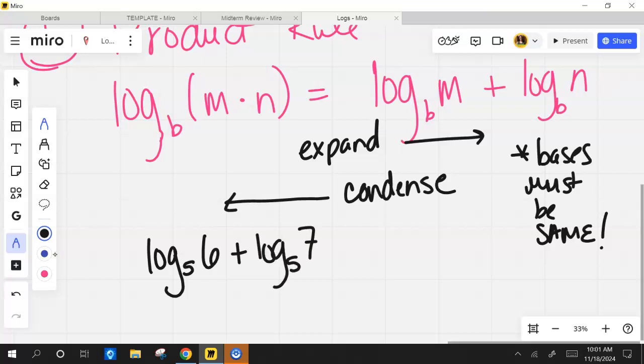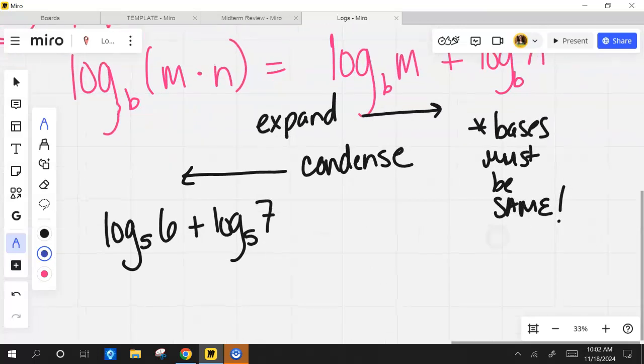Notice on this example that my bases are the same. Say yes because they are. You're on the second one, and it says to add them together. And if I add with the same base, that implies what? I've got to multiply if I put them together. Right? Because this time I'm condensing, so I'm going from right to left. So this would be log base 5 of 40.